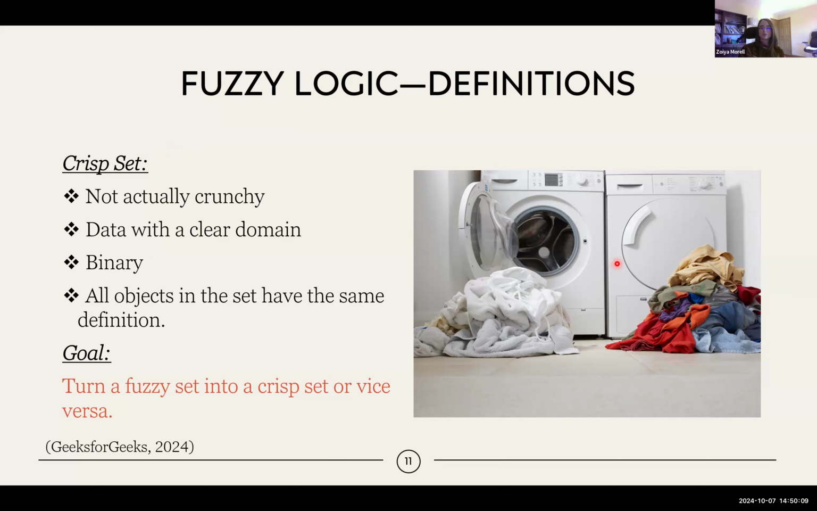So an example is also laundry. You can have clean and dirty laundry, for example. If you have dirty laundry, please just wash it. Don't just call it clean. Our goal here with crisp sets is to turn fuzzy sets into crisp sets or vice versa. So anytime you see crisp set, think that the data is crystal clear. You can say true or false, 1 or 0, and understand what it is.